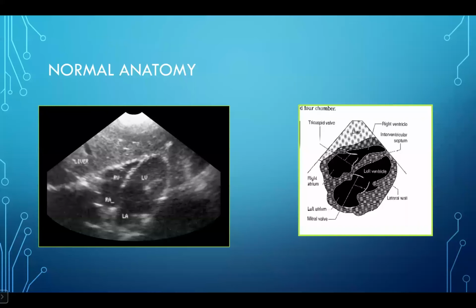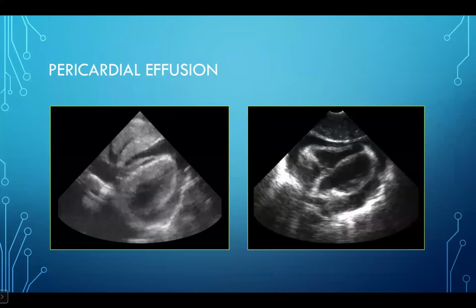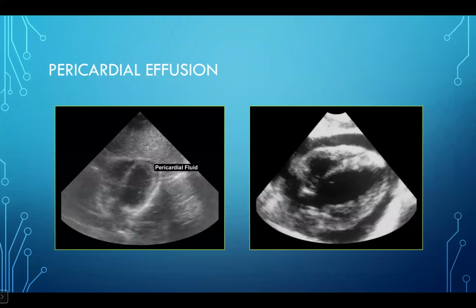This is the FAST scan for the subcostal area showing pericardial effusion. And another scan also showing pericardial effusion in a post-traumatic patient.